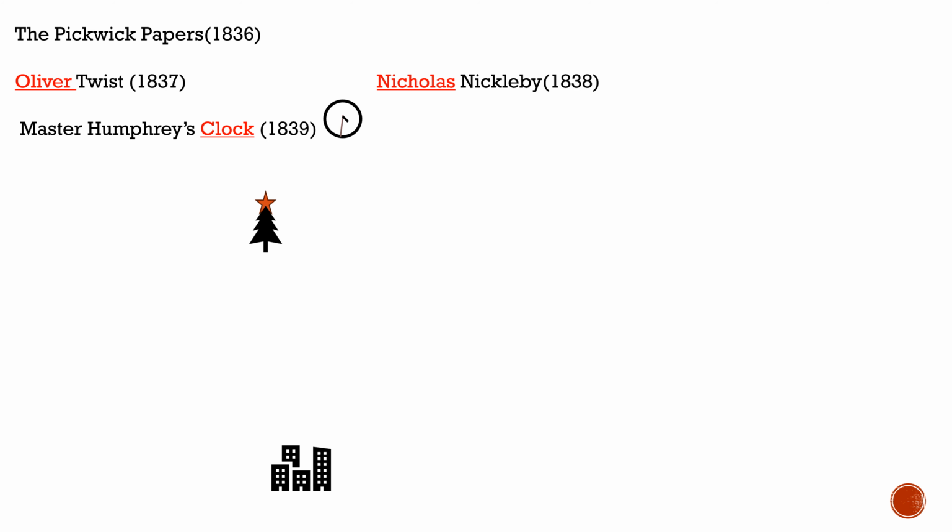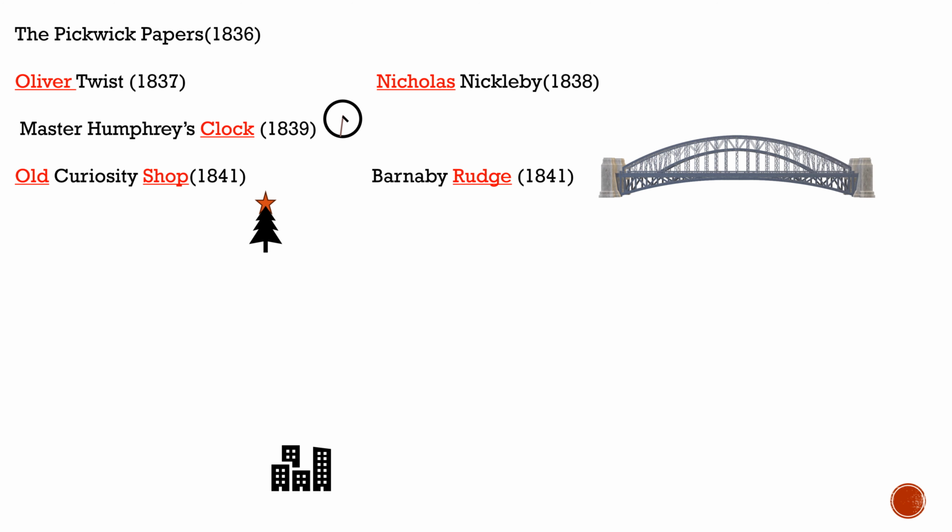So, Oliver Twist and Nicholas, they were friends and they were going to buy a clock as a gift, and in order to buy the clock, they were going to an old shop, which reminds you of the next novel, Old Curiosity Shop. To get to the shop, we have to cross a bridge. So from the word bridge, remember the word Rudge.